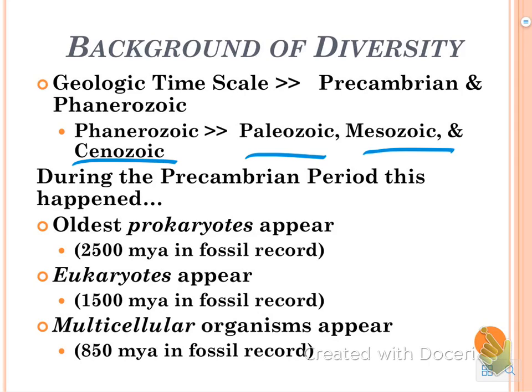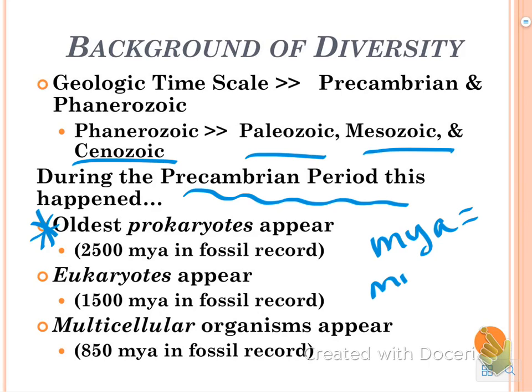But let's go back to the Precambrian. During the Precambrian period, this is what happened. Your oldest prokaryotes appear 2,500 million years ago. MYA equals million years ago. Okay, so that's when your oldest prokaryotes appeared.